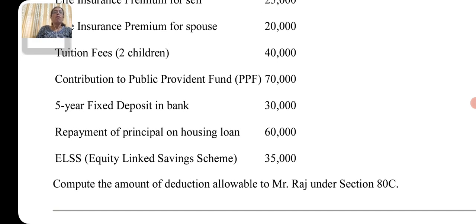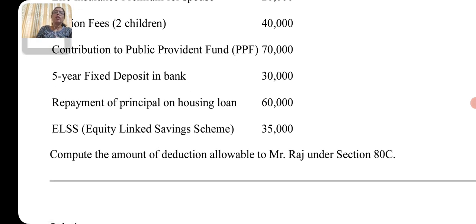Then repayment of principal on housing loan. When he repays the housing loan, he pays principal together with interest. So here we have to bifurcate the principal amount and interest amount separately, because the principal amount he has repaid is eligible for deduction under section 80C and the interest amount is eligible for deduction under section 24 while computing income from house property. So here the question is to calculate the deduction in section 80C and it is clearly mentioned that it is principal amount, so we have to consider it.